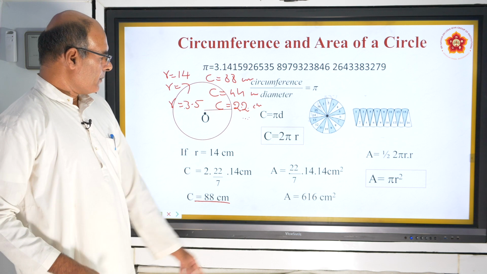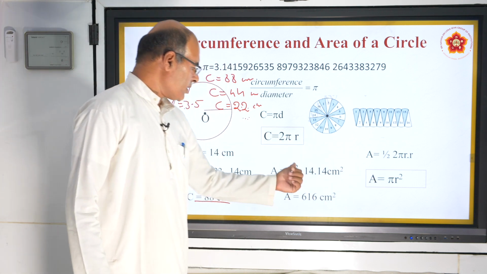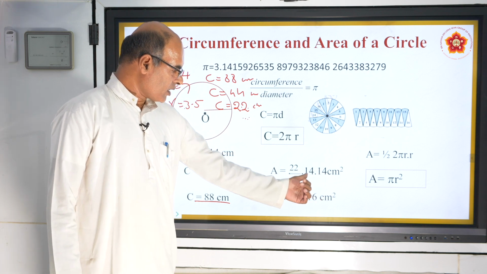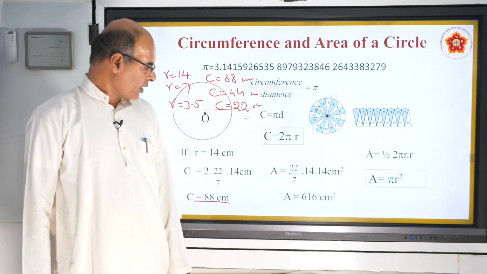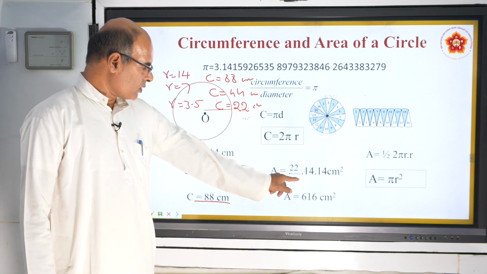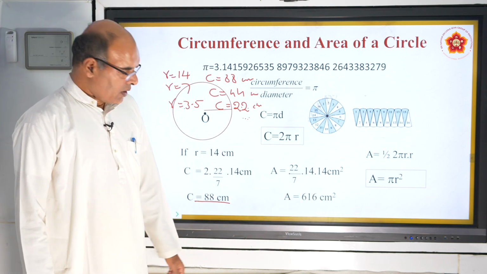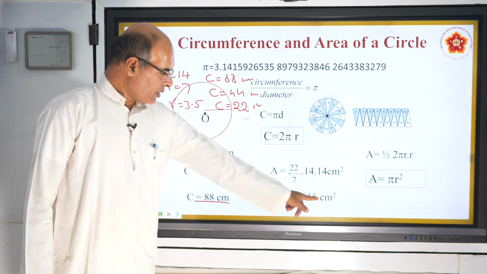Now the area. Area is pi r square. Pi I have taken as 22/7, r square is 14 into 14. It is not 14.14, it is 14 into 14. 7 ones are 7, 7 2s are 14. So 22 into 2 into 14, you get 616 centimeters square.